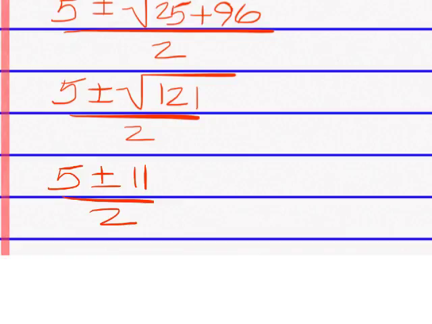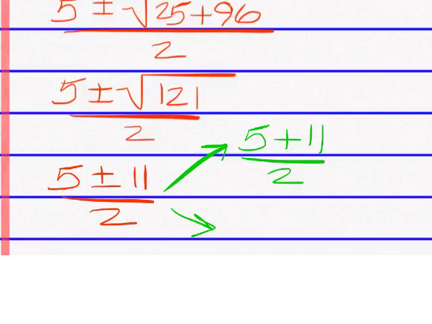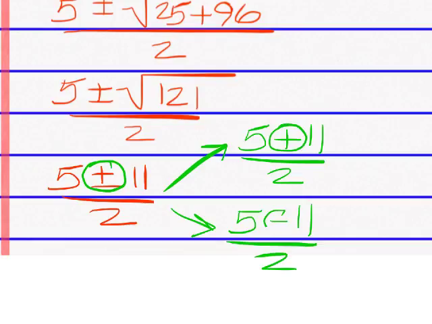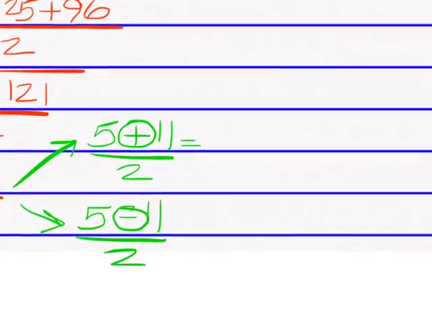And now you're left with 2 problems to do. You have 1 problem to do that is 5 plus 11 over 2, and 1 problem to do that is 5 minus 11 over 2. That's the definition of plus or minus. You have to do 2 different problems, one with plus, one with minus, and then solve it out to the right.